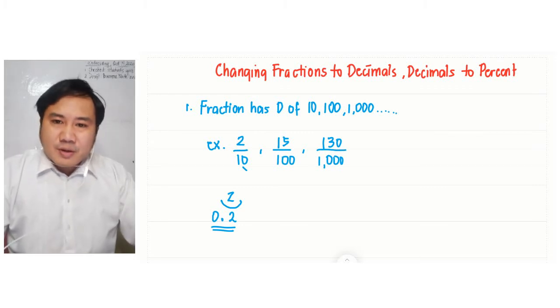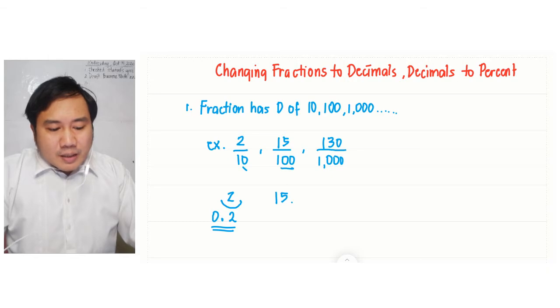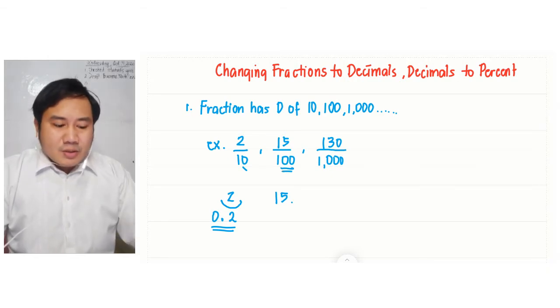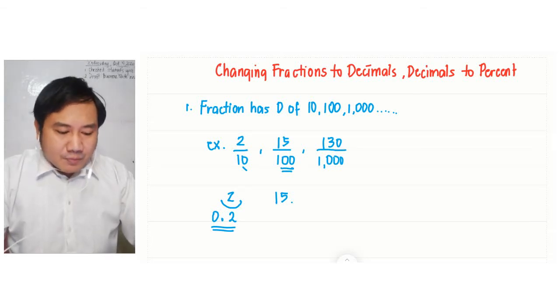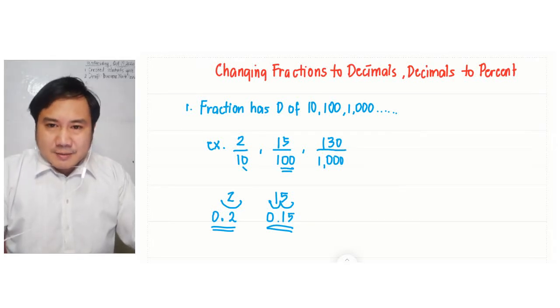Next, 15/100. So, write the numerator 15 and then locate the decimal point. Nandyan siya. The denominator is 100. So, dalawa yung 0. Therefore, there's going to be 2 decimal places yung decimal number natin. Move the decimal point 2 times to the left, 1, 2. So, nandyan na siya. So, that is 0.15. 15/100 is 0.15 in decimal.